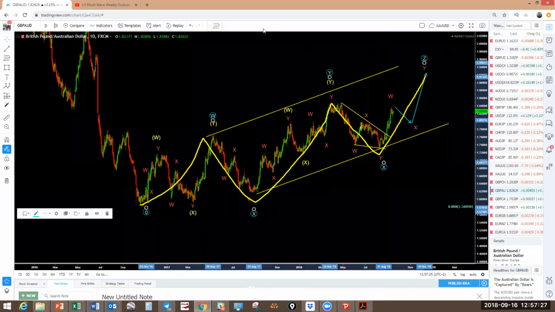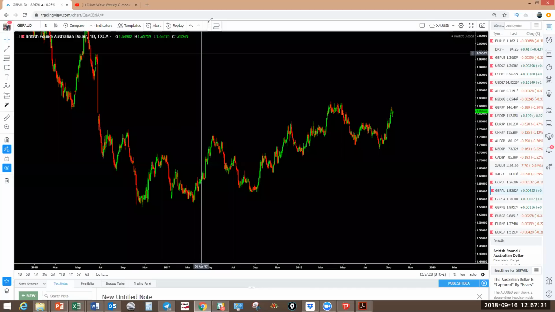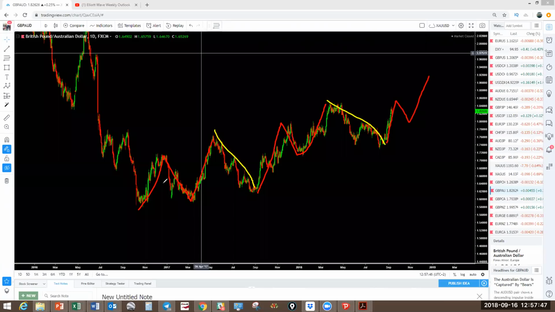Let's count this again without this. I'm going to do this with different colors. This is 1, 2, 3, 4, 5, 6, 7, 8, 9, 10, 11. This is what we call an 11 string sequence, and that is your WXYXZ.